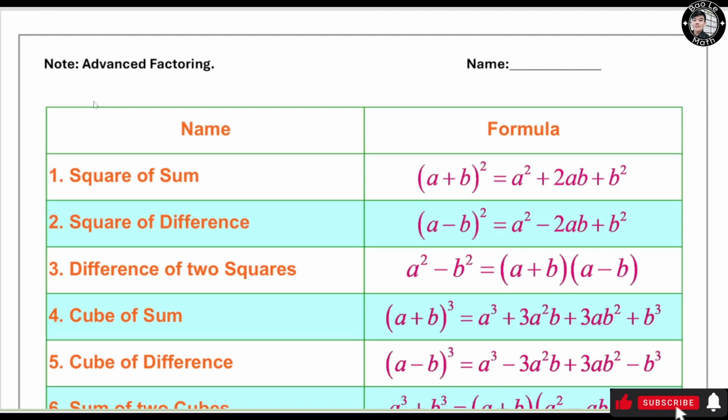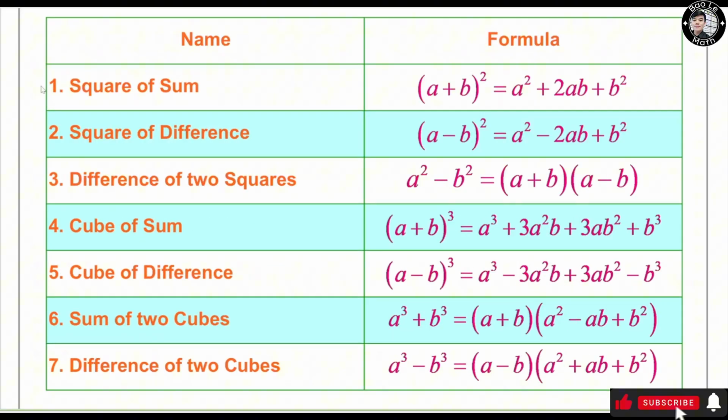Hello everyone, in this video we're going to explore the next topic, advanced factoring. In order to master this concept, you need to know 7 identities right here. The first one, square of sum. So this one is the factor form, right? This one is given. The second one, square of difference. This one is given. You need to convert it to this one right here.